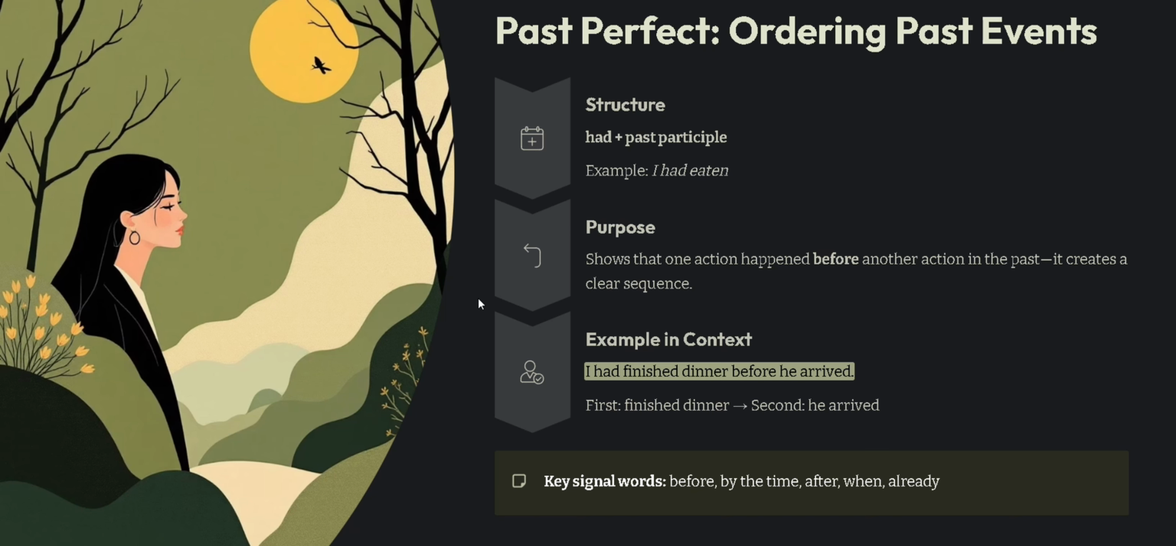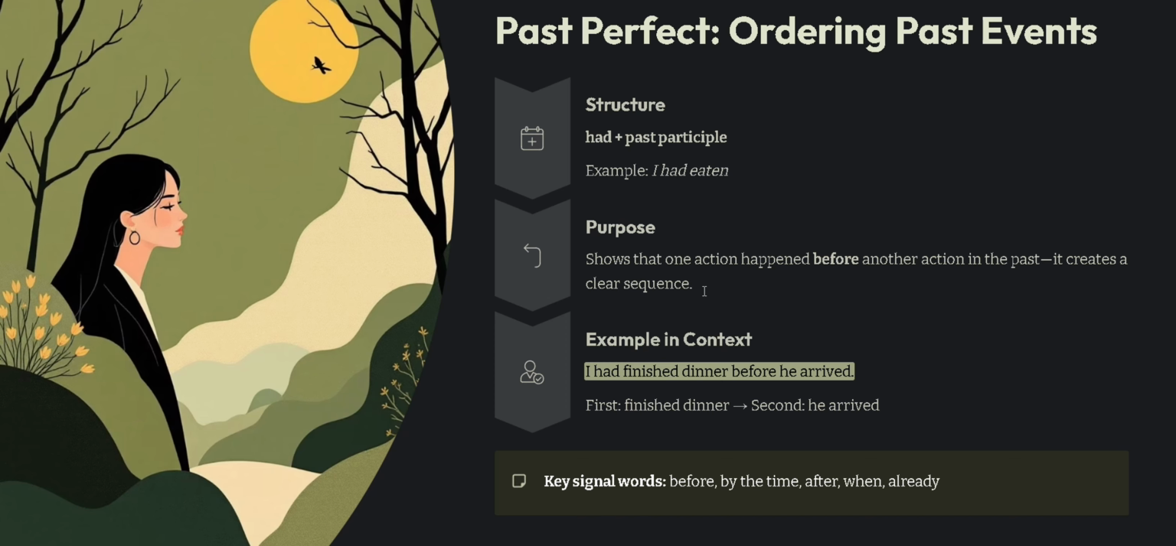Now we have past perfect. The idea is that with the past perfect you can order past events. So the structure is had plus past participle. So here we have, I had eaten. Yo había comido. The purpose of the past perfect is to show one action that happened before another action in the past. So that helps us to create a clear sequence.